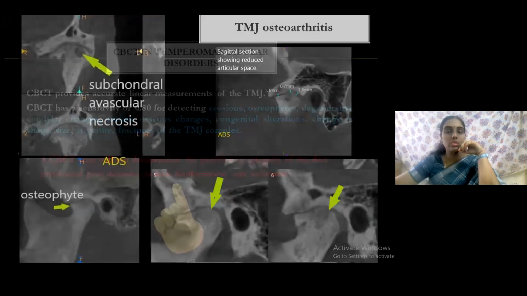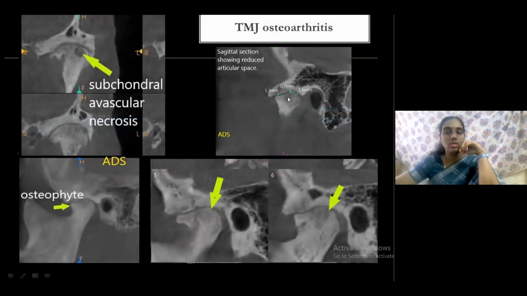Apart from that, all the osseous changes you can make out. See, in this case, you can see that there is a reduction in the articular space, and you can see a radiolucency in the subchondral region, and this is a subchondral cyst, or you can even note an osteophyte formation. See, all these are erosive changes, and there is erosion of the cortex here. All cases of osteoarthritic changes you can easily make out with the help of CBCT.